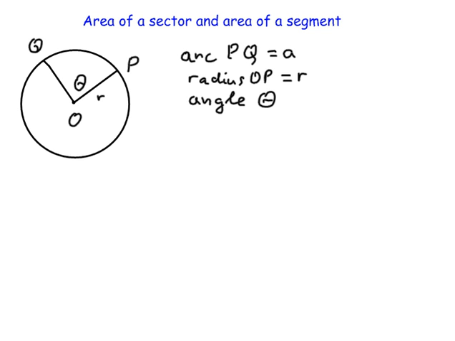Area of a sector and area of a segment. So before we get into that area business, let us define what we see here on the screen. So we have a circle with radius r. We have denoted angle theta and point P and point Q on the circumference. So this represents an arc A.